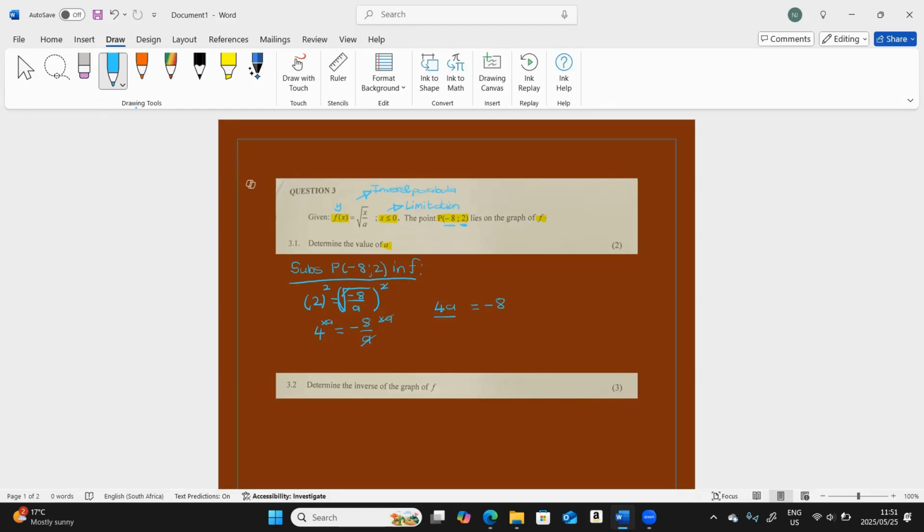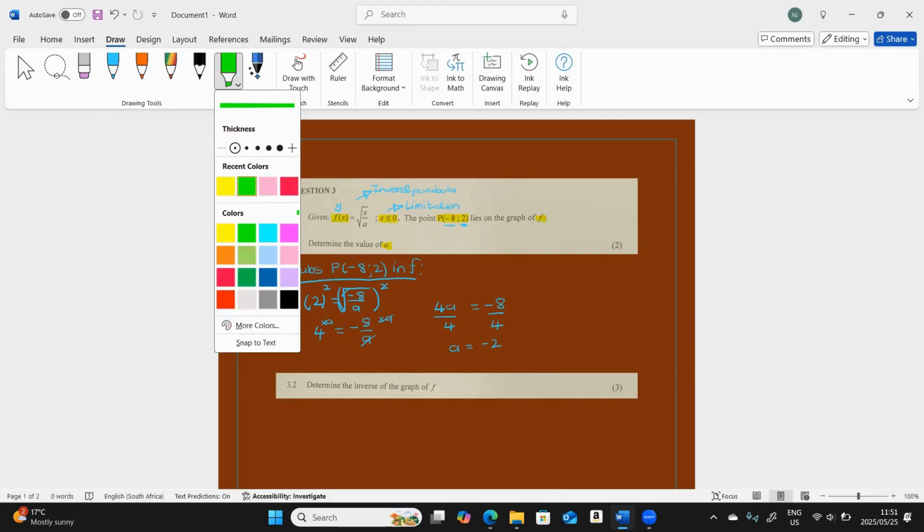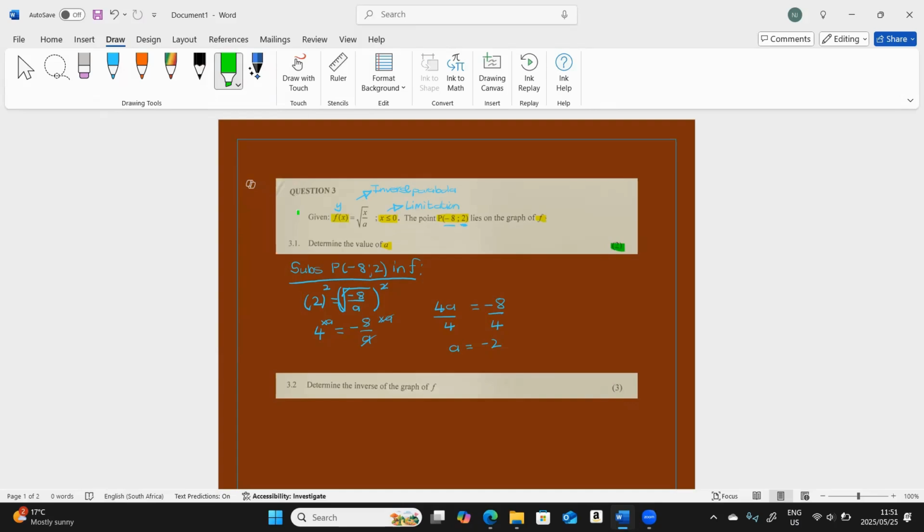And then to isolate A, we know we need to divide by 4, and then you would get that A equals negative 2. And there you have your value for A. So guys, this is definitely going to be a green question, because we have taught you since grade 10 that when we give you a point on a function, to get an unknown, you have to substitute that point. And then the algebra wasn't difficult, so your answer is A equals negative 2.